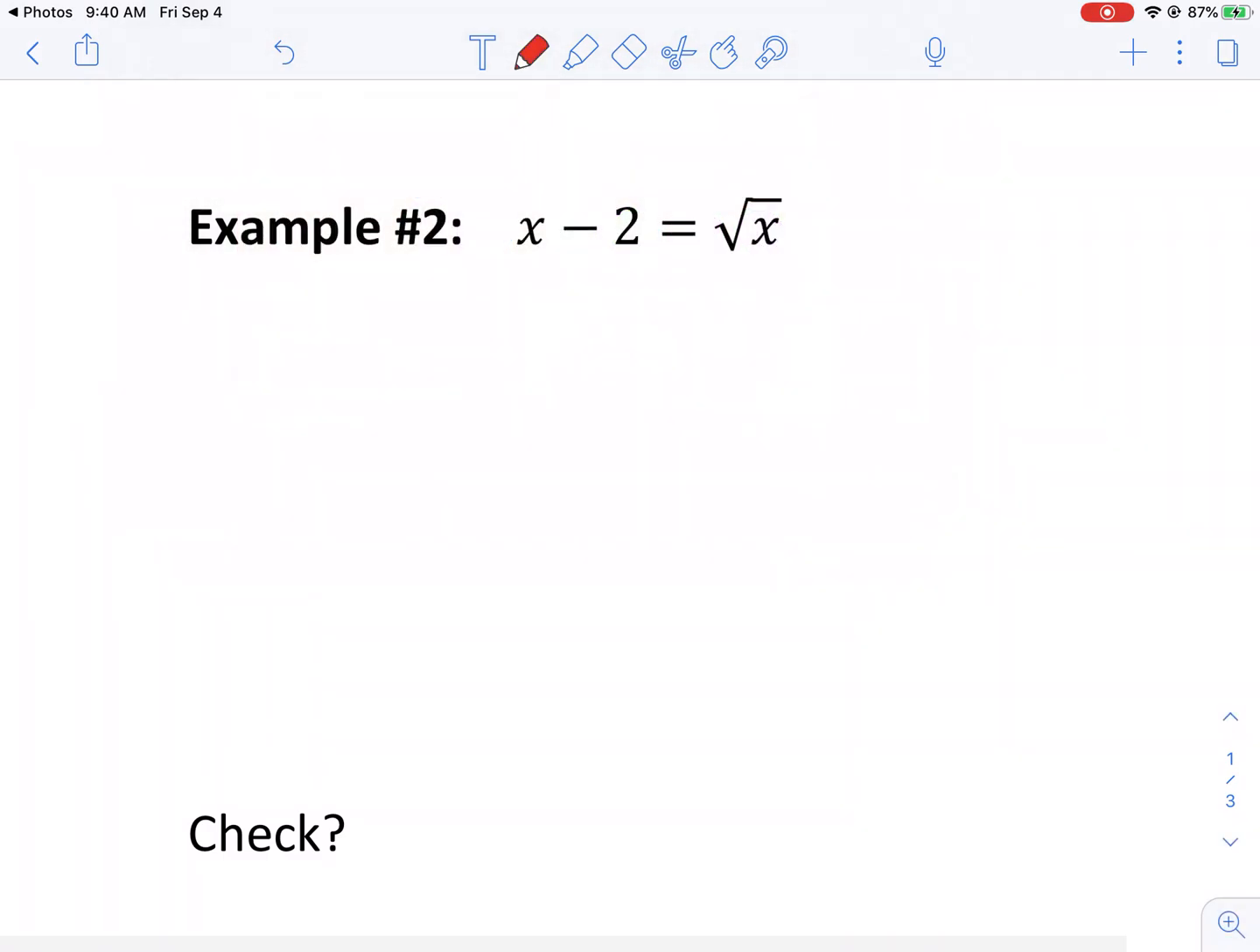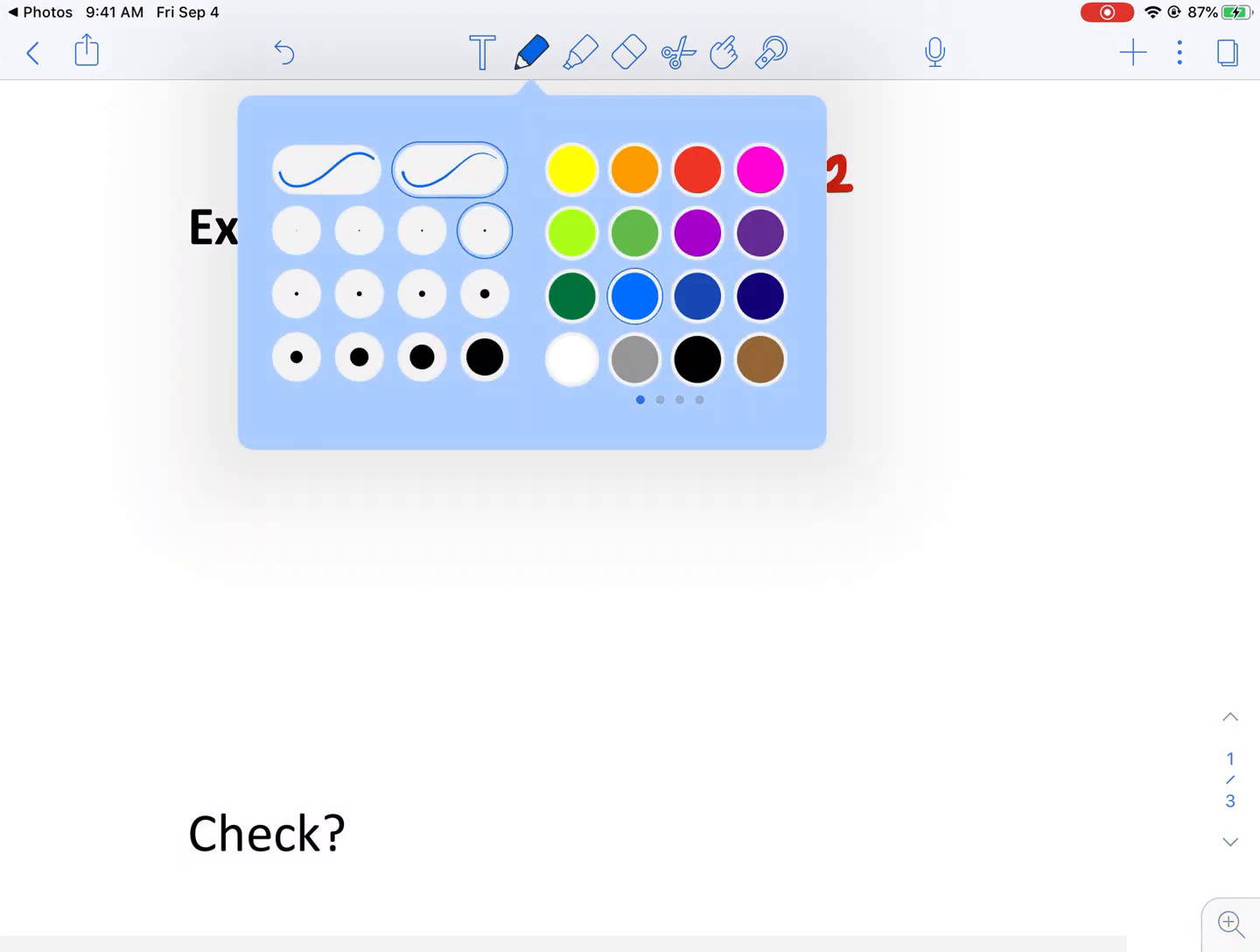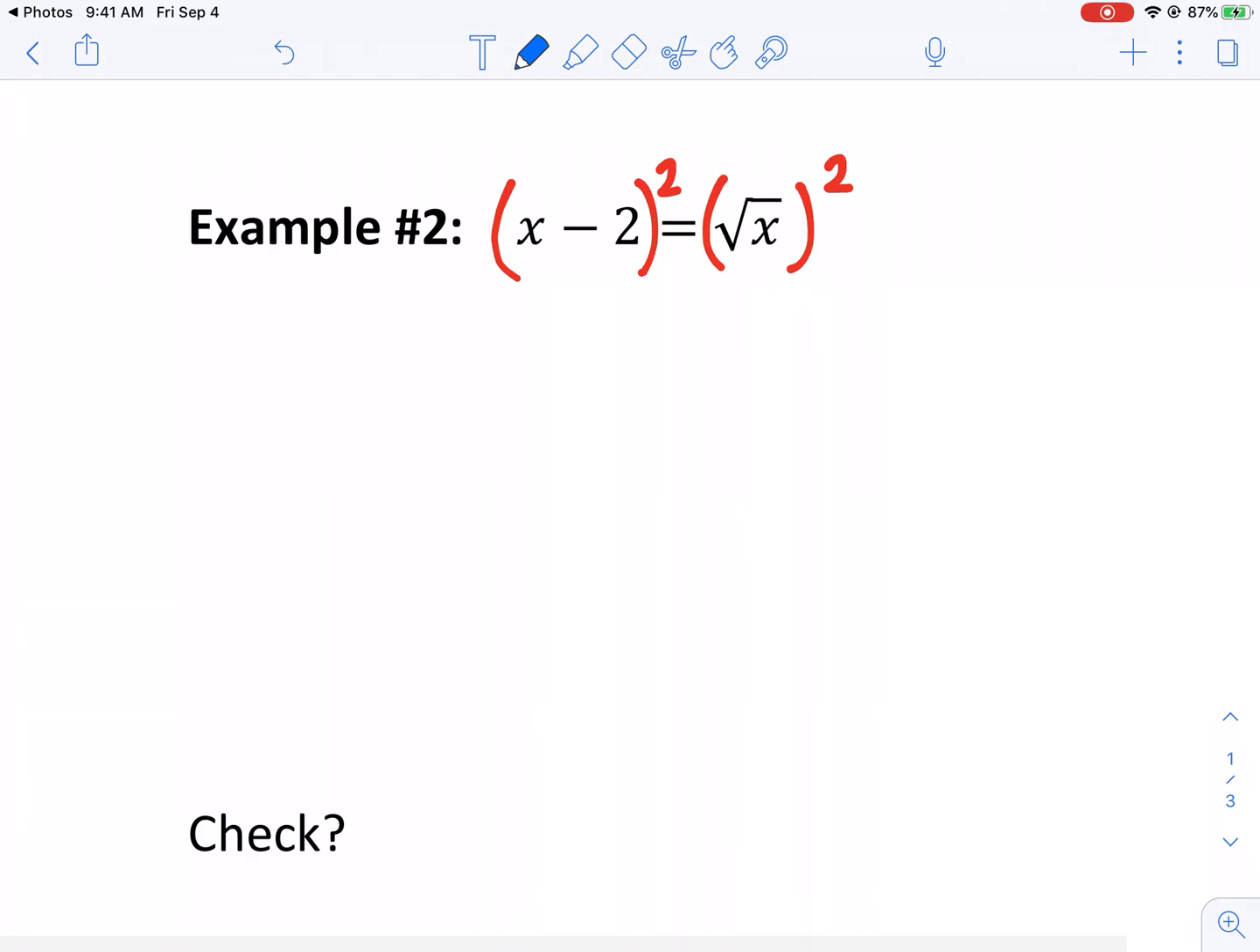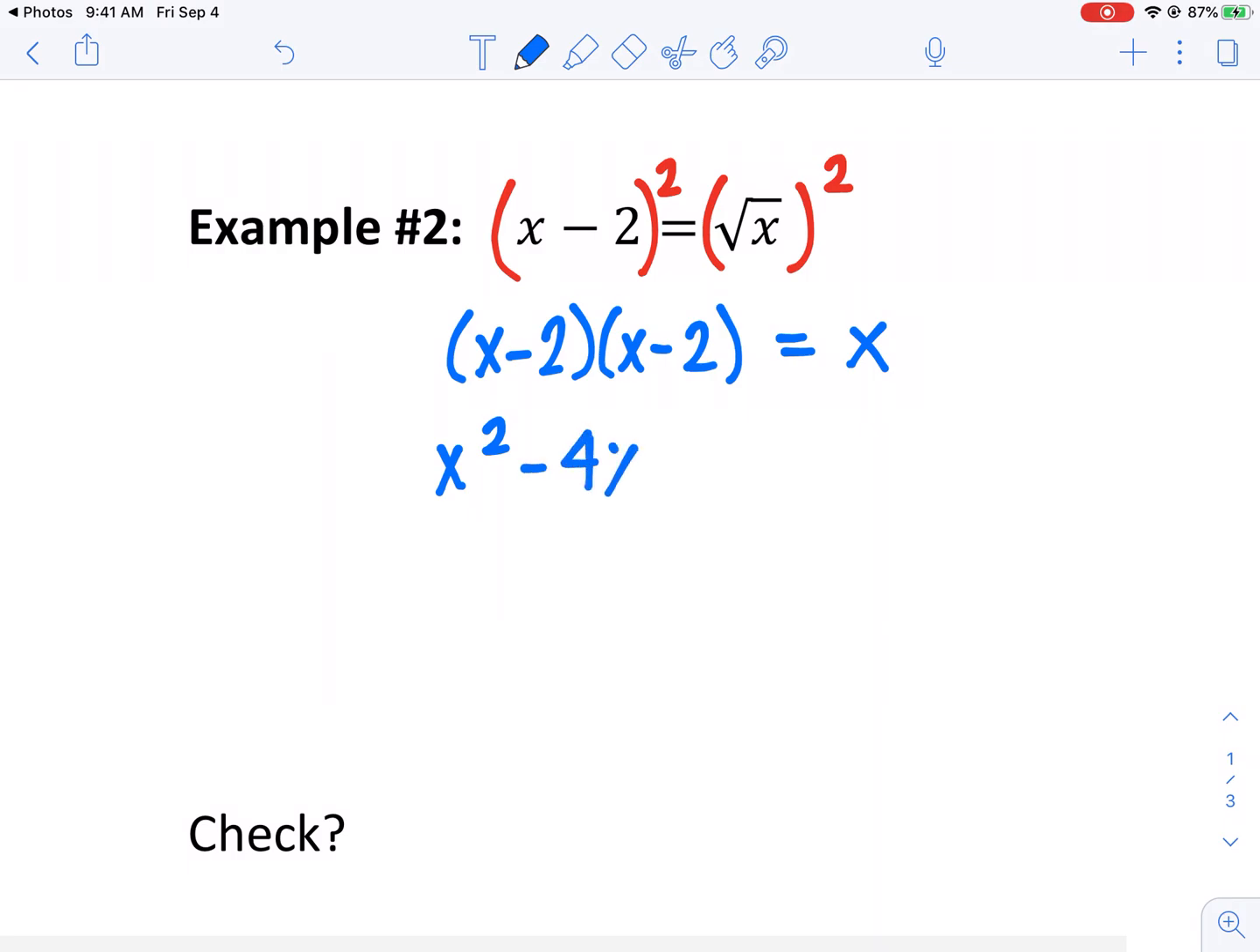Notice on the right side there's a square root. I'm going to undo the square root with squaring both sides. When you do so, you're actually going to have to FOIL the left. You can look at it like this. When you FOIL, you'll get x squared minus 2x minus 2x, so minus 4x. Plus 4.